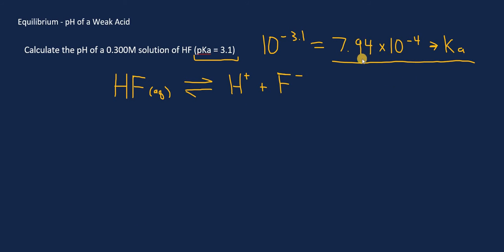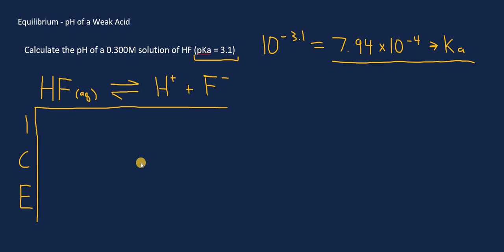So if you calculate that, you should get 7.94 times 10 to the negative 4 as your Ka. So now let's go ahead and set up our ice table for this reaction, given that our initial concentration of hydrofluoric acid is 0.3 molar. So here's our blank ice table for this reaction. Let's go ahead and fill in our values, that way we can work towards our equilibrium expression. So the question tells us that we start with an initial concentration of 0.3 molar for the hydrofluoric acid. So that's going to go in the initial category for HF.